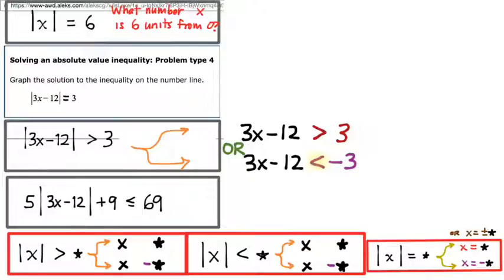So in the case of absolute value and a greater than sign, we get a compound inequality connected with an or. So greater thans become ors. And as you might expect, for similar reasons, well, really opposite reasons, less than signs become ands.